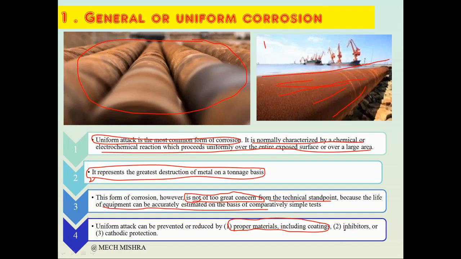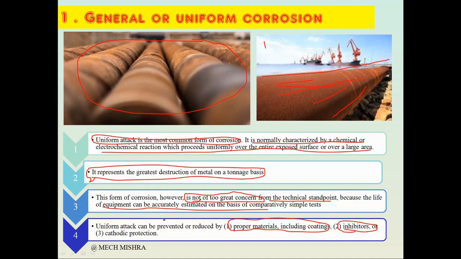Then inhibitors: using a corrosion inhibitor also protects against this type of corrosion. Then the third option is cathodic protection. All these types of corrosion prevention we will learn in detail in the coming lecture series.